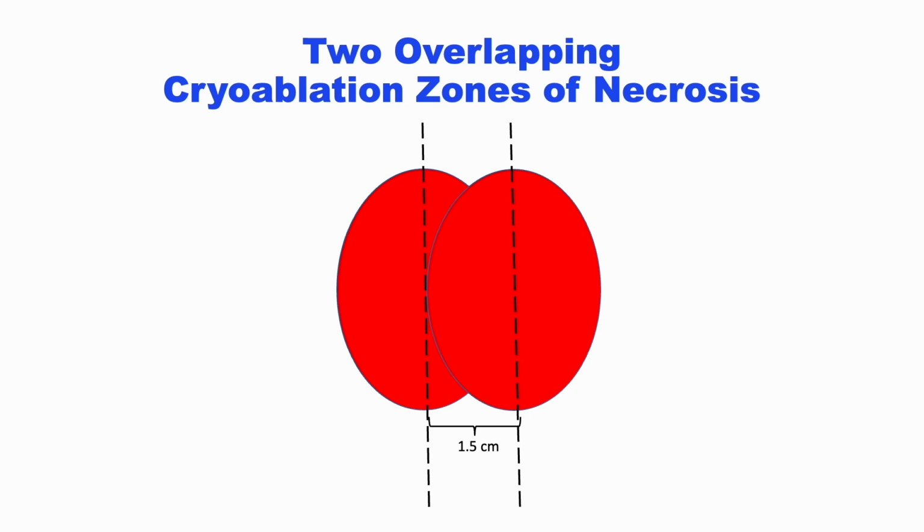So essentially, what I do is I insert each cryoprobe 1.5 centimeters away from the previous insertion site, so that there's generous overlap between the first cryoablation site and the second cryoablation site when multiple cryoablation zones are needed to achieve complete ablation of a larger tumor or of a smaller tumor with a wider margin.